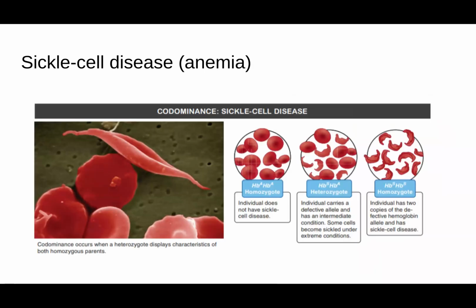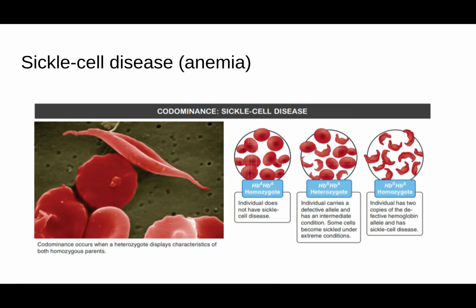In addition, there's another more real-world application of codominance, which is actually sickle cell disease. Sickle cell disease, or sickle cell anemia, is a blood disease. What it does is it causes your blood cells to go from their normal pancake shape to being either long and very thin, or sickle-shaped, like we're seeing here in the picture.